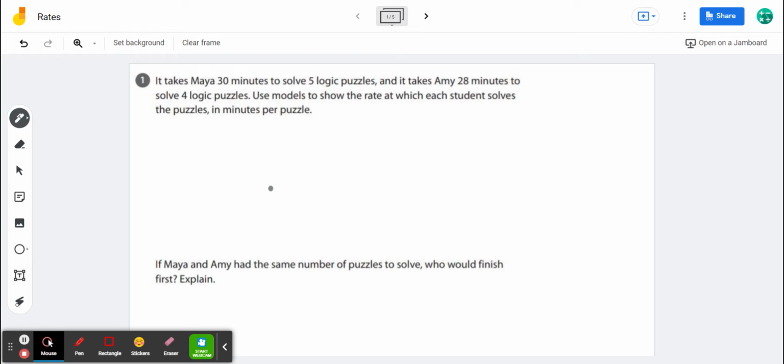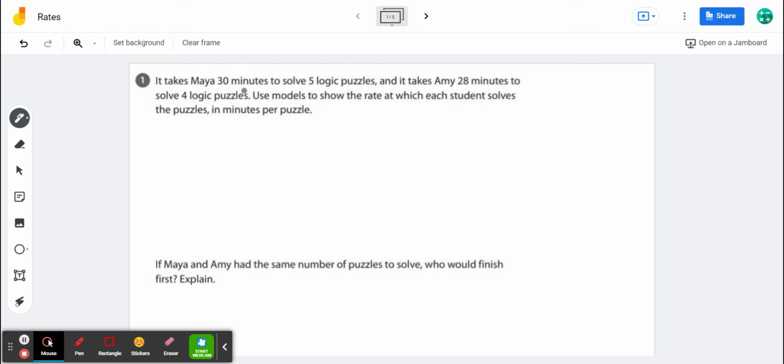In this video, I will be going over the beginning of number 1 for the worksheet, Understanding Rate Concepts. So here we have number 1. It takes Maya 30 minutes to solve 5 logic puzzles, and it takes Amy 28 minutes to solve 4 logic puzzles. Use models to show the rate at which each student solves the puzzles in minutes per puzzle.